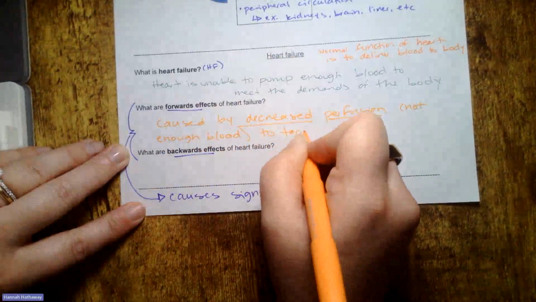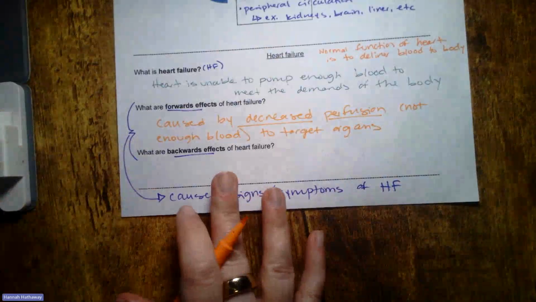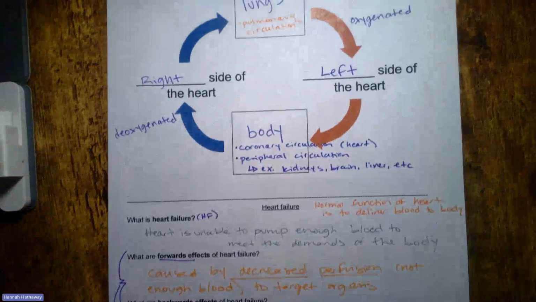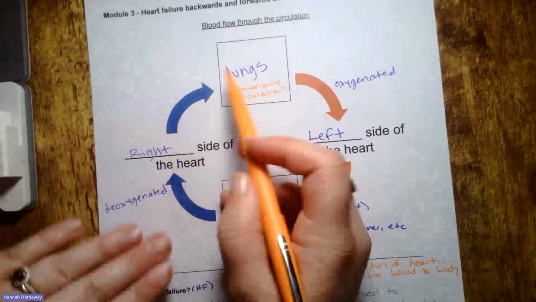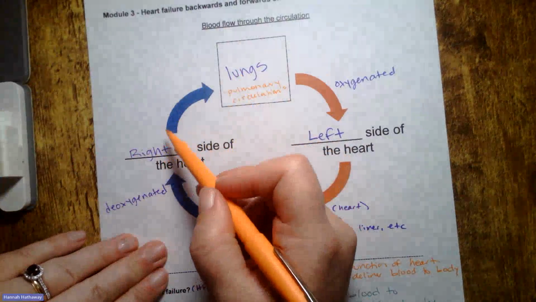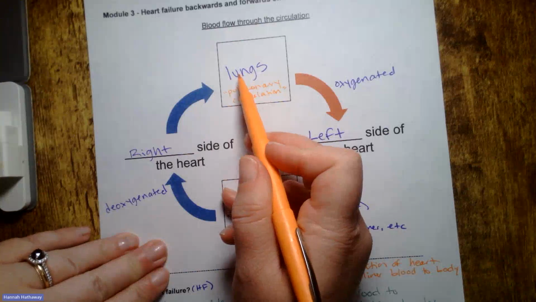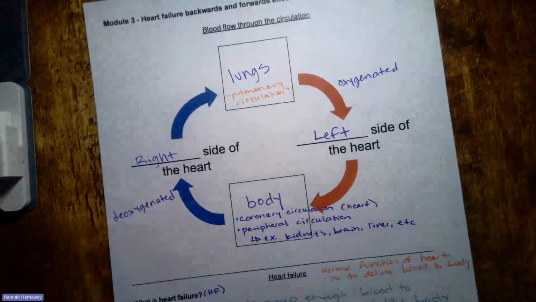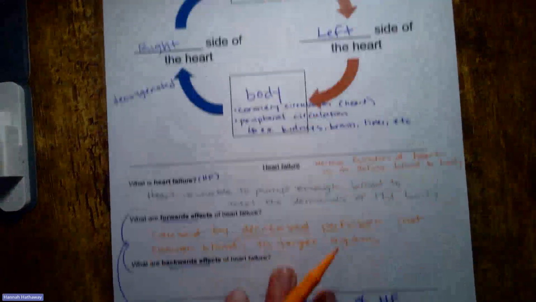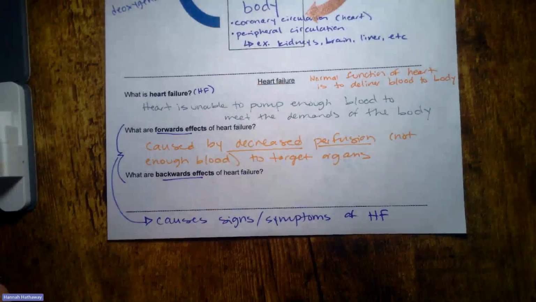to target organs. So if we're talking about the right side of the heart again, the right side of the heart normally pumps blood to the lungs. So if the right side of the heart has failed, it's not going to be able to pump blood to the lungs. So we're going to see forward effects of right heart failure that are going to manifest as decreased perfusion of the lungs, meaning the lungs would not be getting enough blood. So in general, those are forward effects. You do need to know that for the midterm, that in general, forward effects are due to decreased perfusion.